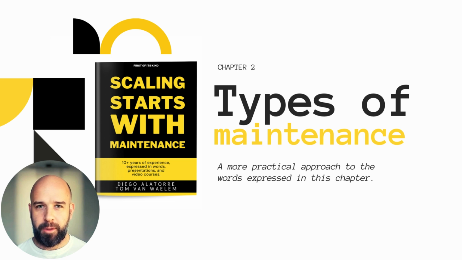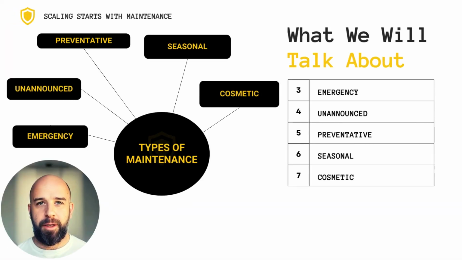great shape. This is a short chapter. It's an introduction to the types of maintenance requests you will deal with. It is not the how we deal with them. That part will be discussed in a later chapter when we discuss each type of workflow in detail. Now let's get started. All right, the different types of maintenance are emergencies, unannounced service requests, preventative maintenance, then seasonal, and finally cosmetic maintenance. Let's discuss each of them on the following slides.